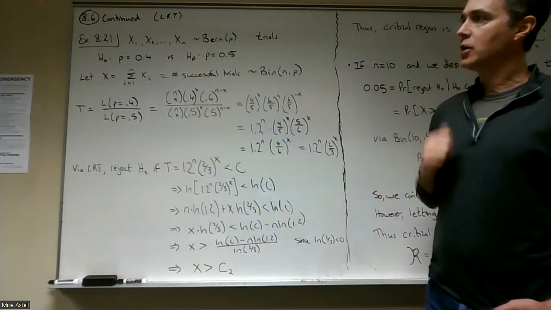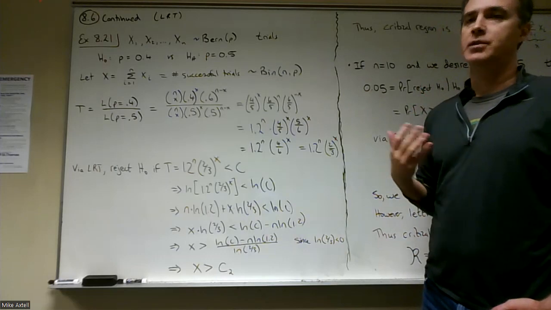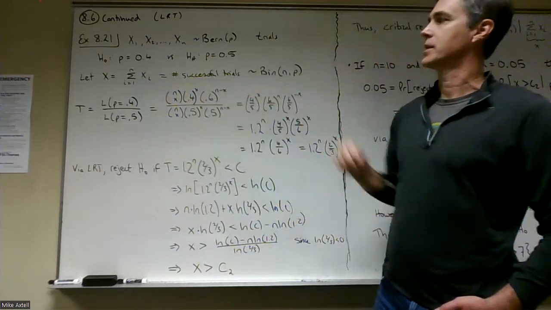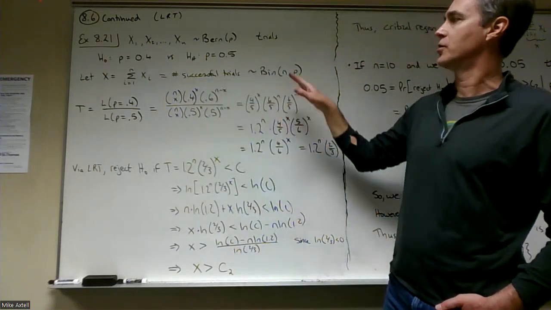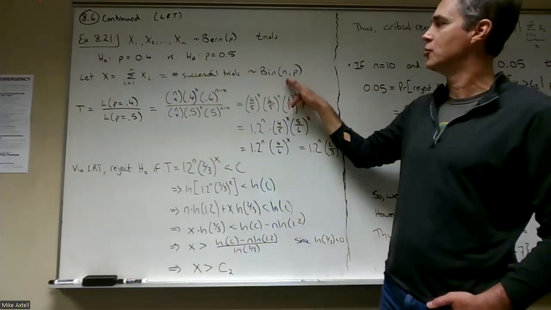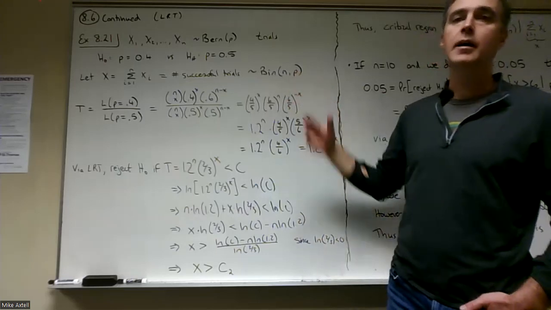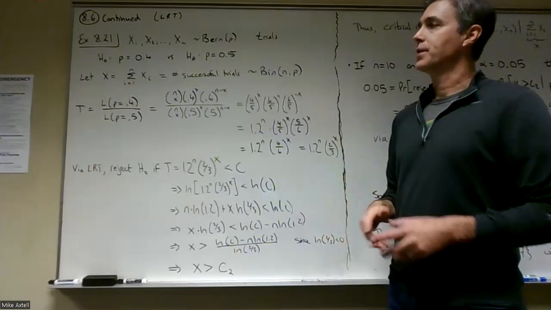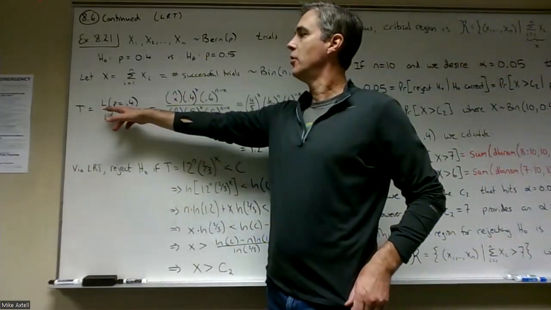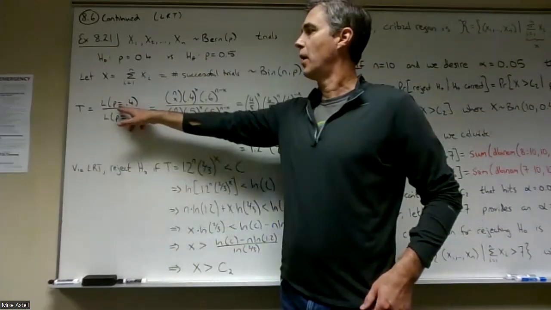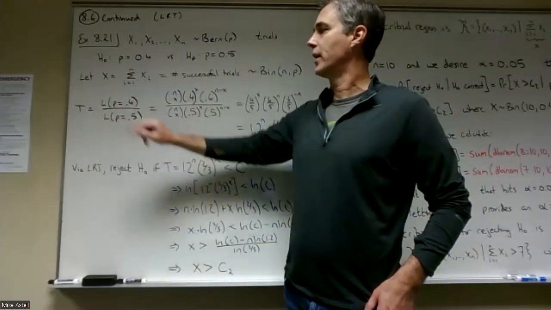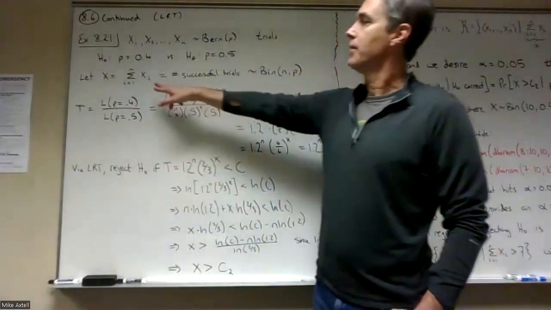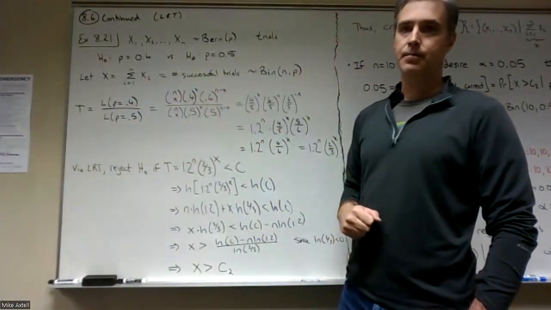What we're going to use as a tool to get towards our T is the sum of the Xi's, the number of successful trials, which we know follows a binomial distribution with n trials and probability of success p. The sum of Bernoullis is a binomial. So let's set up T. T is the likelihood of the data if the probability is 0.4, divided by the likelihood of the data if the probability is 0.5. Now the data is the sum of the Xi's.